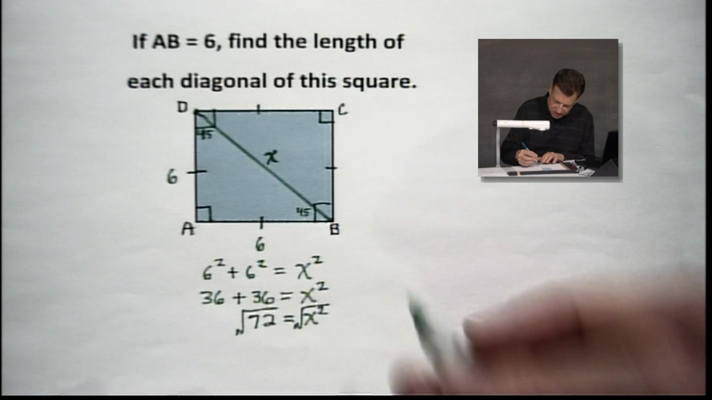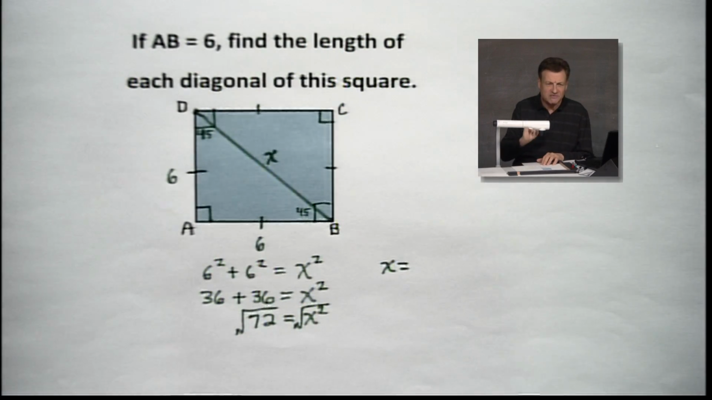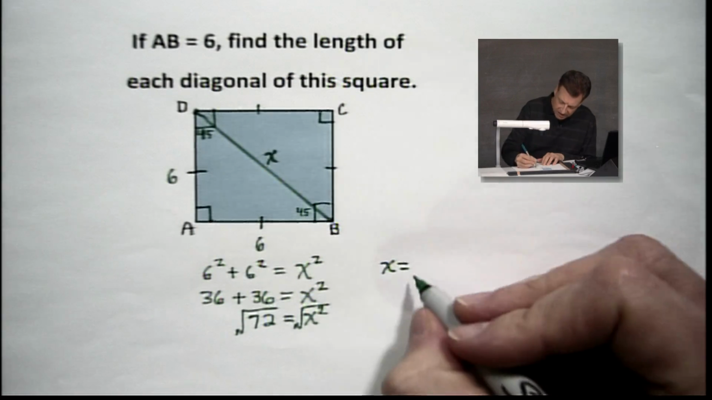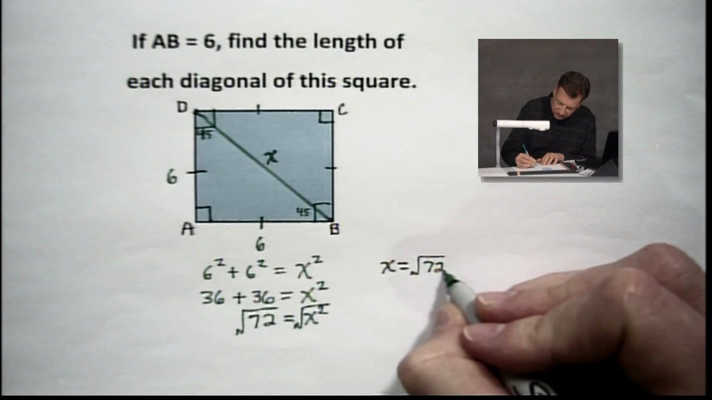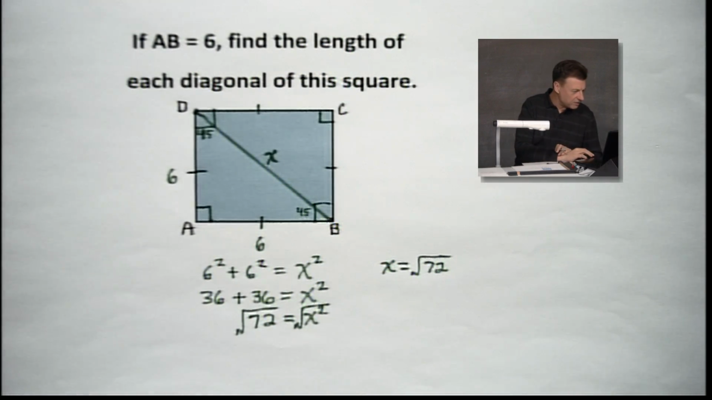Let's do both. So let's first of all basically take the fact that x, by the way, that's what the square root of x squared is. It's just simply x equals the root of 72. And that's the square root of 72, all right? So let's go to the calculator and figure out what we got here.